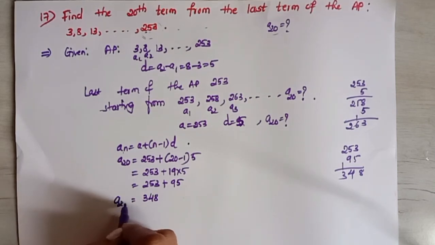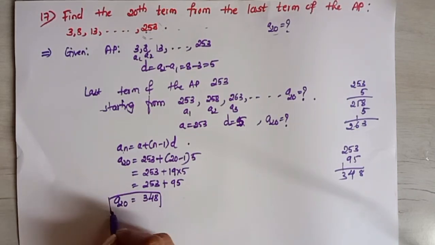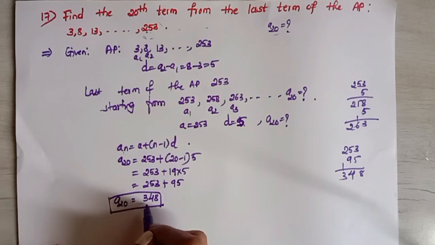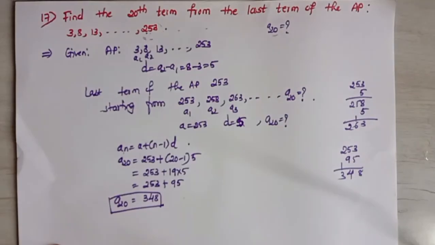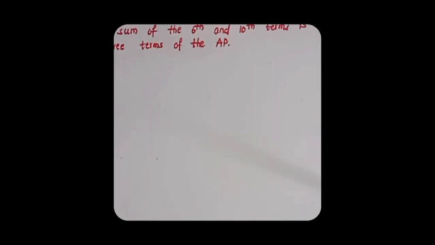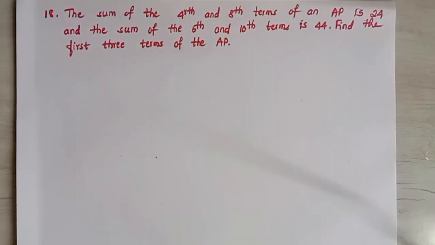Therefore, A2 is 348. Therefore, the 20th term is 348 starting from the last term of this AP. Okay. 18th question: the sum of the 4th and 8th term of an AP is 24 and the sum of the 6th and 10th terms is 44. Find the first 3 terms of the AP.